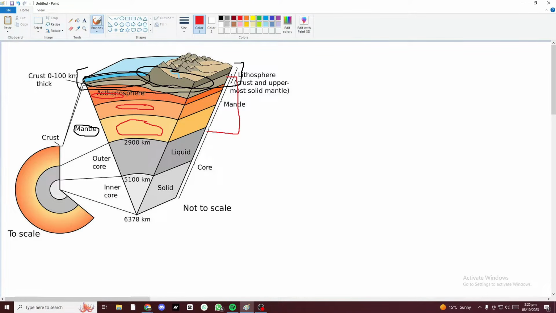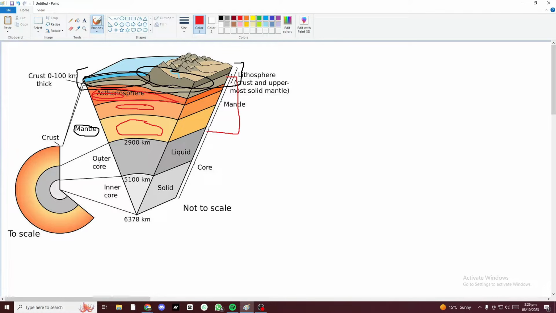And then below the crust, all of this rock here is turned into magma, and this magma is a liquid and it moves around. Okay, so that's the mantle. It's about 2,900 kilometers deep.